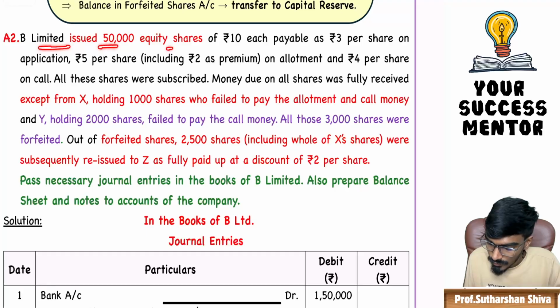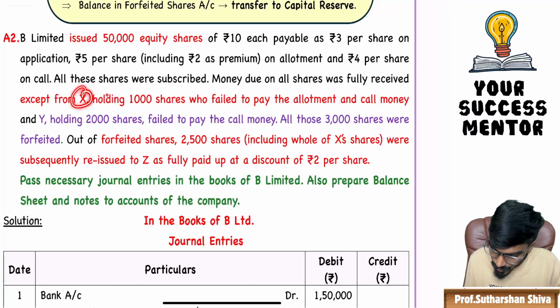B Limited issued 50,000 equity shares of rupees 10 each, payable 3 per share, 5 on application including premium, and 4 per share on call. All the shares were subscribed, so there is no oversubscription. Money due on all shares was fully received, except from Mr. X holding 100,000 shares, who failed to pay the allotment money and call money.